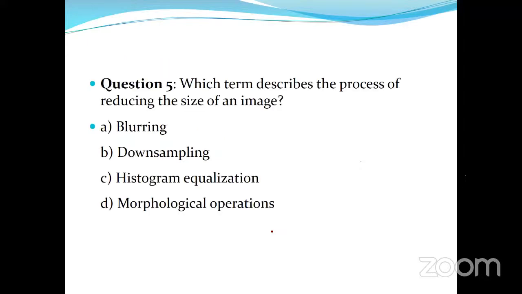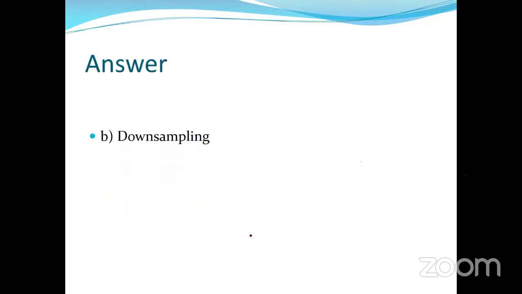Okay, the last question. Which term describes the process of reducing the size of the image? Blurring, downsampling, histogram equalization, or morphological operations. Can I get the answers? This is the last question. Srividya has answered. So the answer is downsampling.